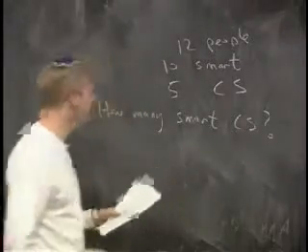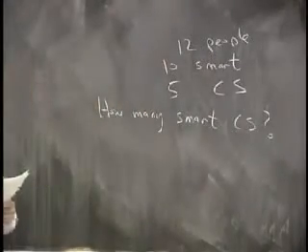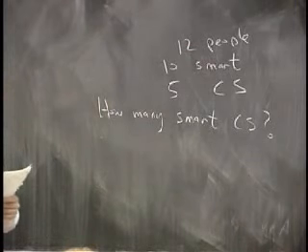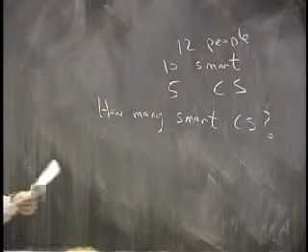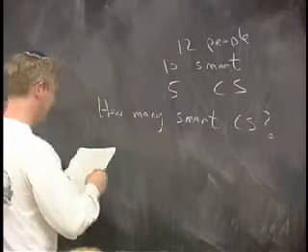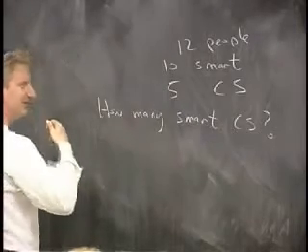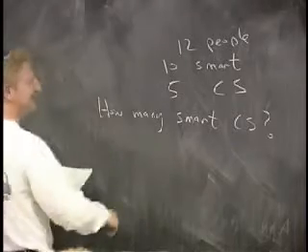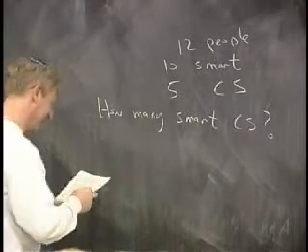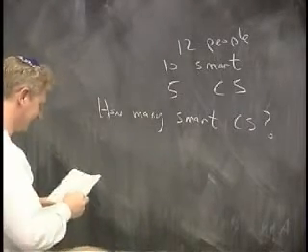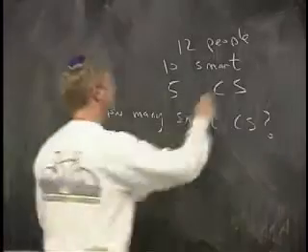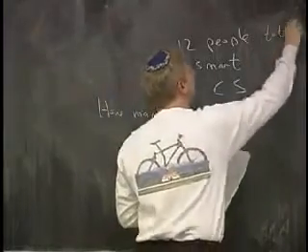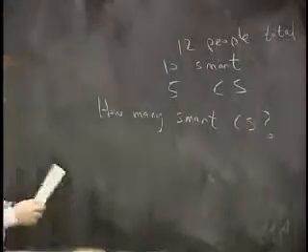You don't know. It's a range. Anywhere from 3 to 5. Depends on how you define computer science. 12 people total. All right.